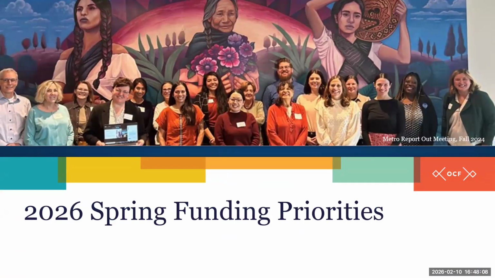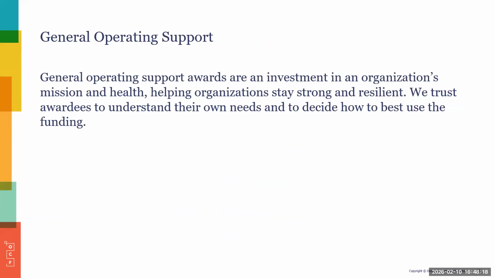So next we'll talk about funding priorities. And just a quick note to returning volunteers, these priorities will look similar to the 2024 cycle. General operating support. General operating support awards are an investment in an organization's mission and health, helping organizations stay strong and resilient. We trust awardees to understand their own needs and to decide how to best use the funding.